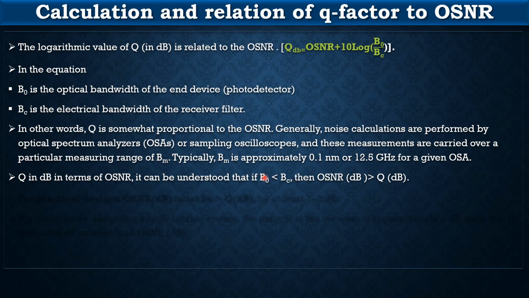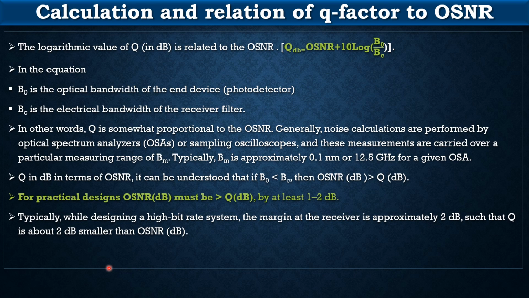If BER is greater than B0, it means OSNR in dB is greater than Q in dB. For practical design, OSNR must be greater than Q in dB, by at least 1 or 2 dB. For practical error-free transmission, it is required that the OSNR in dB must be greater than the quality factor in dB, by at least 1 or 2 dB. It means if this Q is around 20, then OSNR must be like 22.